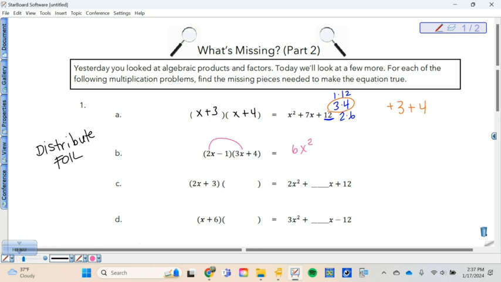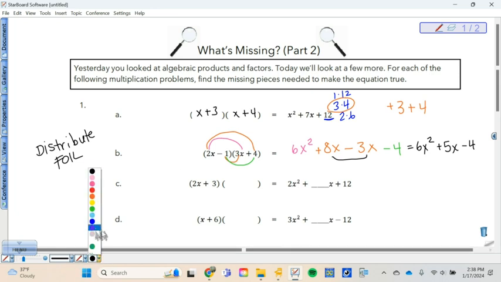Good, 6x squared. And then I do my outer times my outer. So 2x times 4, 8x. Inner times inner is -1 times 3x. Good. And then last one, I do my last, -1 times 4, -4. And then I combine these two together, so I get 6x squared. And then 8x minus 3x is 5x. And then minus 4. Right?